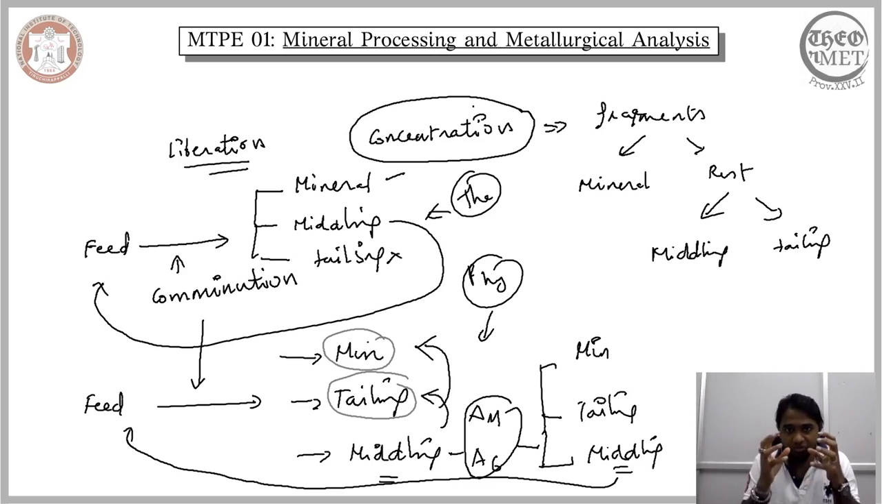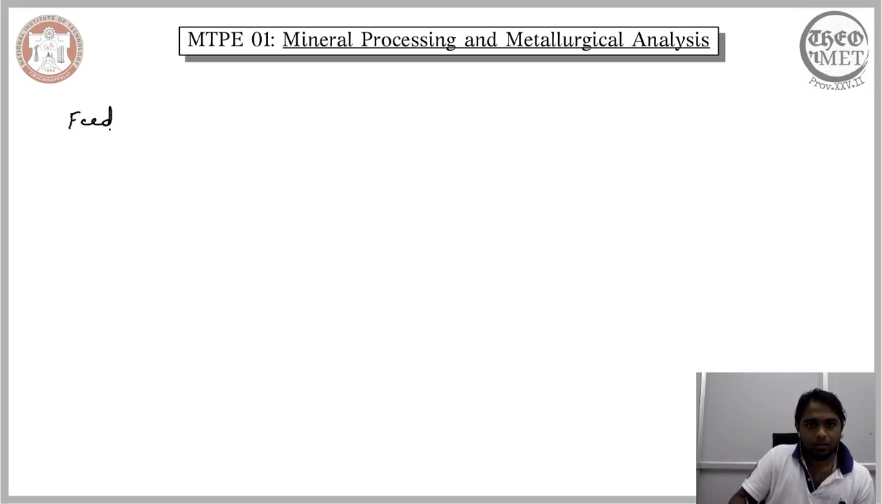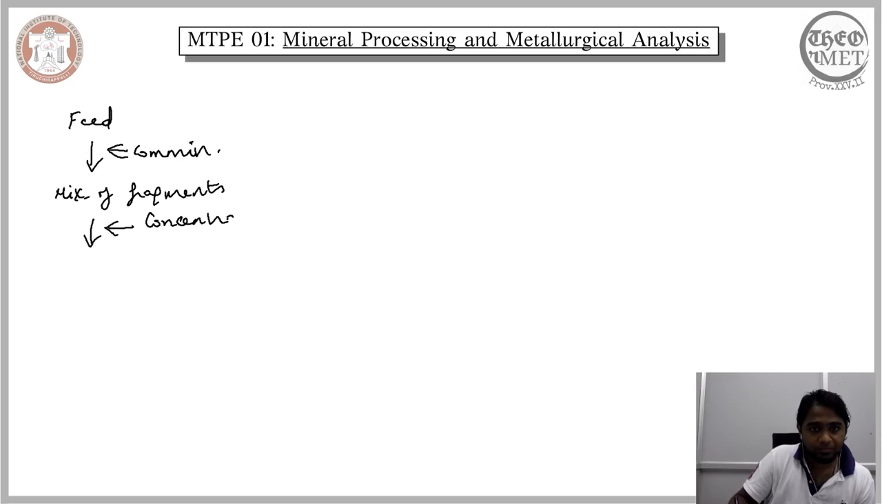Now if you introduce concentration as a separate technique from that of liberation, then the overall process chain would look something like this. So we will again begin with the feed, then you introduce comminution, and this comminution gives us a mixture of particles or a mixture of fragments, and now this mixture of fragments needs to be subjected to concentration.